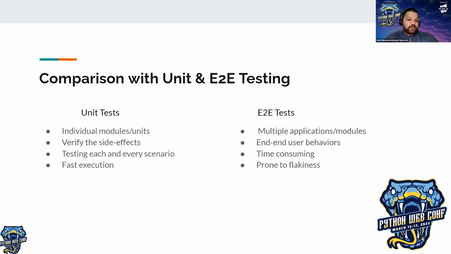How is it different from our unit and E2E testing? Unit tests verify individual modules and units, even the smallest level of code. We tend to get maximum coverage with unit tests. We test each and every scenario and verify the side effects. But one really great thing about unit tests is that they are fast. They execute really fast. We'll have hundreds and hundreds of unit tests, and they will run very fast on our GitHub Actions or Travis, whatever the CI service that we are using.